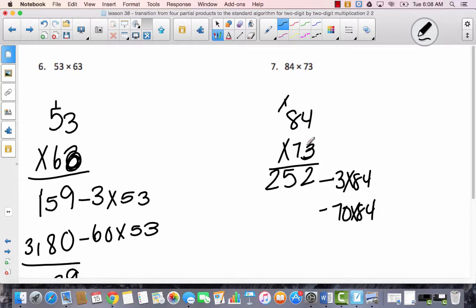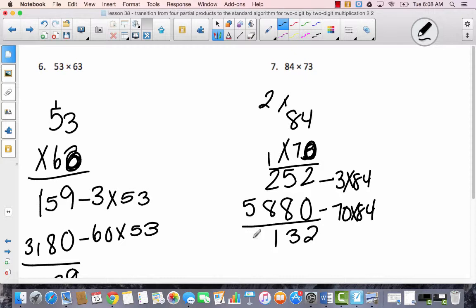And now I'm going to do 84 times 70. Remember, I'm pretending this 3 is a 0. So I'm going to go ahead and put down my 0. And now I'm just thinking of this as 84 times 7. So 4 times 7 is 28. 8 times 7 is 56. Plus 2 is 58. I'm going to add these together. And I get 6,132.